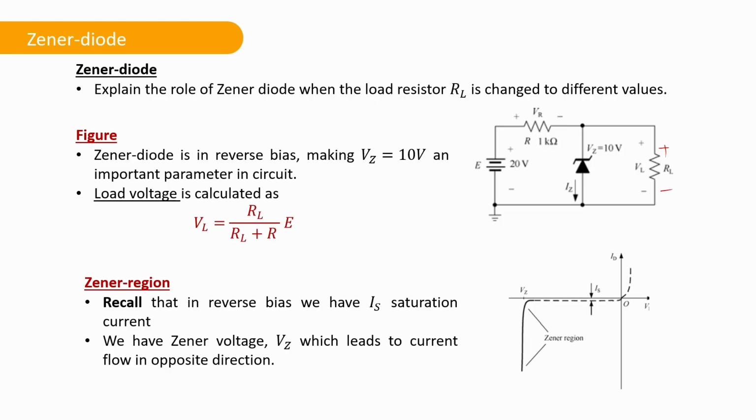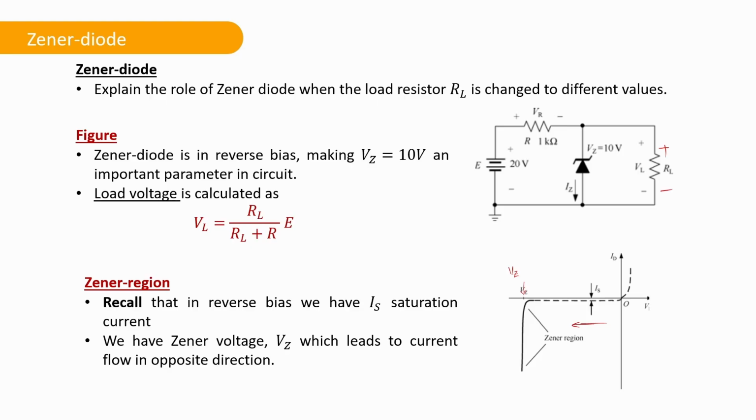Firstly, we should recall the concept of forward bias, no bias, and reverse bias conditions for a diode. Then we have the Zener diode, which actually operates in the reverse bias condition. And then we have a threshold voltage, called VZ or Zener voltage. Once this threshold voltage is reached, the diode starts conducting current through it.